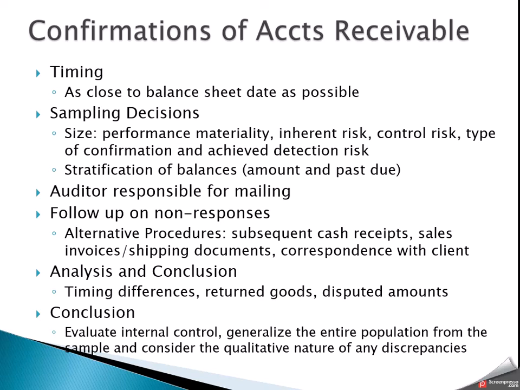So the conclusion is basically that you're going to generalize to the entire population of these invoices from the sample that you have taken. And again, considering the nature of those discrepancies, because some discrepancies are really no big deal, they're just the nature of business, and some of them might not be. Okay, so that is our completing the tests of the sales and collection cycle.